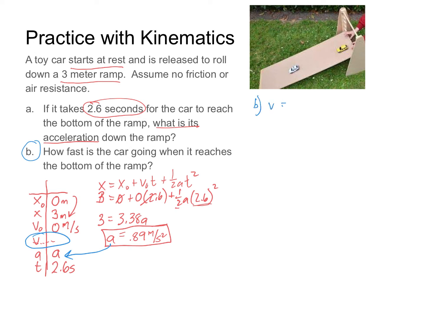So v equals v naught plus a t. So I'm going to solve for that v. I've got the v naught, which was 0. That's the initial velocity, plus the acceleration, which is what I just found. That's 0.89 times the t, which is 2.6. And so I multiply those, and I get 2.3. So the velocity is 2.3 meters per second. Again, everything's in SI units, so my velocity will be in SI. Not too bad, right? We're doing really well. Let's go ahead and look at one more example, all right?